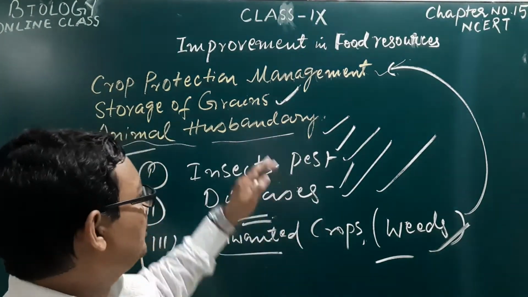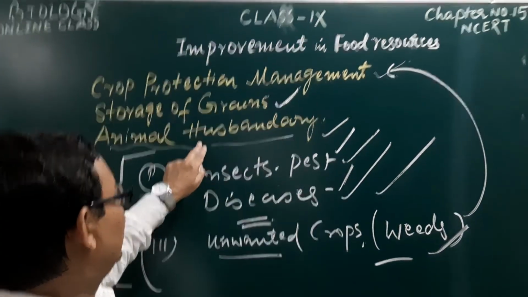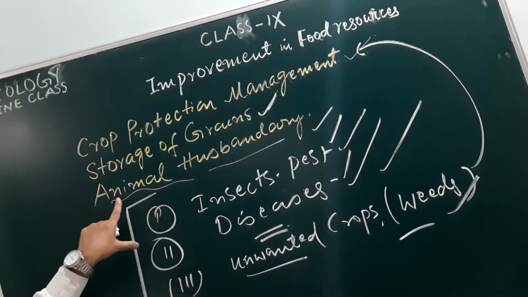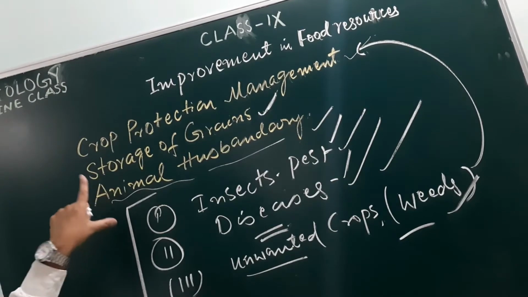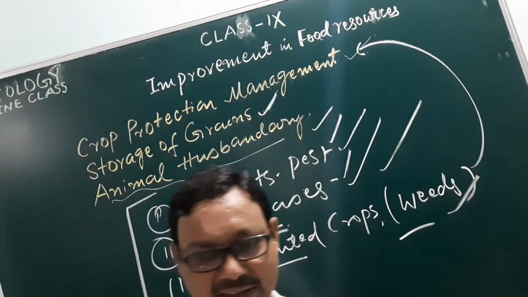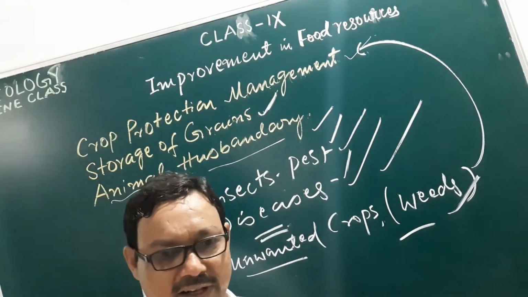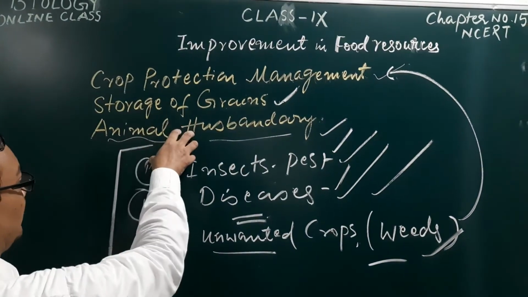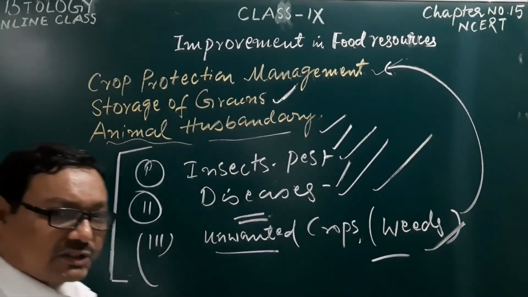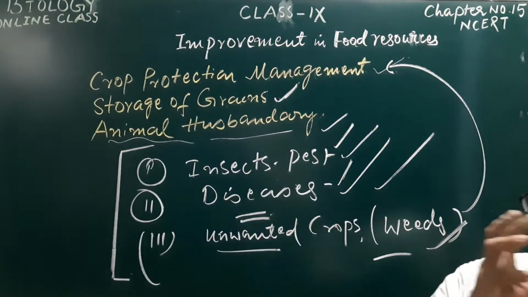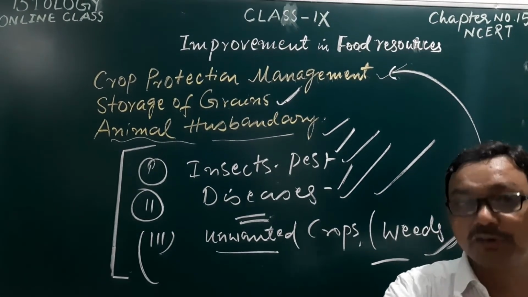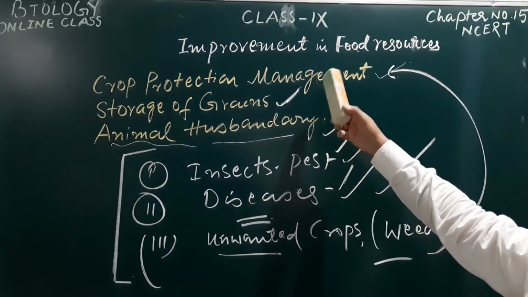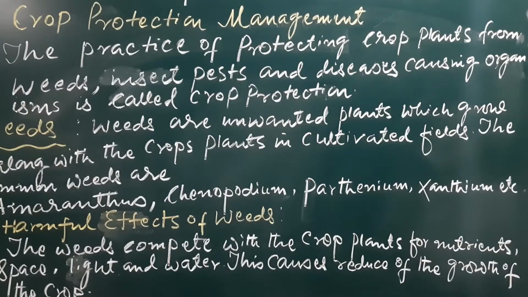In which we will study today cattle farming. That means the scientific management of rearing, caring and breeding of livestock and cattle is known as animal husbandry. Animal husbandry is not a single field. It includes other fields also, like fish production, poultry, apiculture, etc. So first we look at crop protection management.